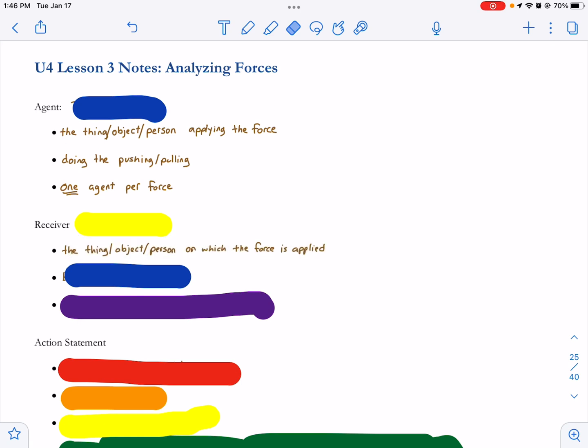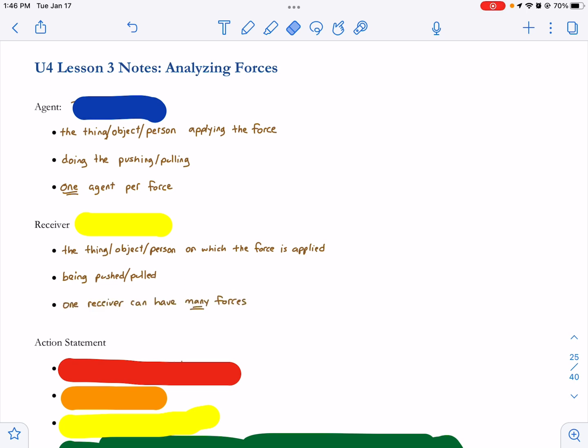And the receiver's on the other end. That's the thing or the object or the person that the force is being applied to. So what's being pushed, what's being pulled by that force. Now, one receiver could have lots of forces acting on it, but we're only looking at one receiver for the force in question, okay? A good way to remember this: the agent is the dealer and the receiver is the feeler. Sometimes that's how we do those, and that's totally okay.